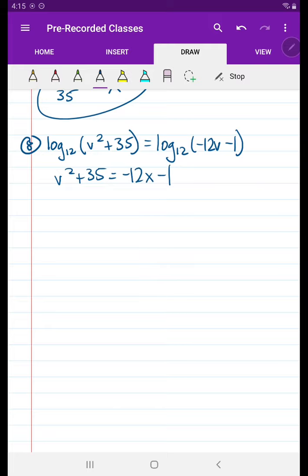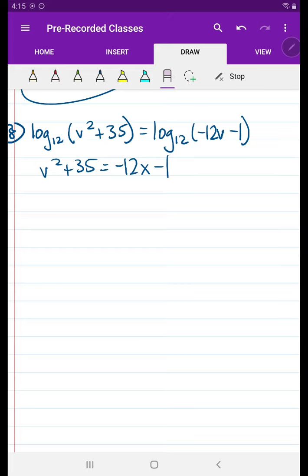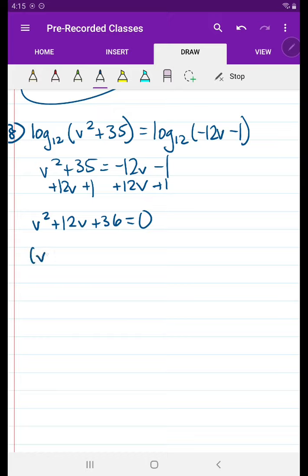And so what I'm going to do is set this equal to 0. Whoops, somehow I just changed that v to an x. So let's go back and fix that. So I'm going to add 12v, add 12v, add 1. So now I have v squared plus 12v plus 36 is 0. And so then I can factor this. So let's see, v plus something, let's do v plus 6 and v plus 6, right?